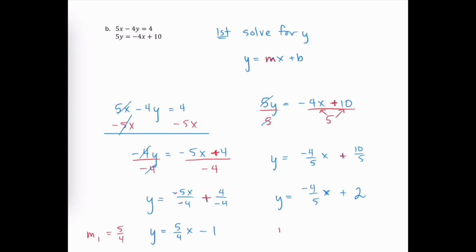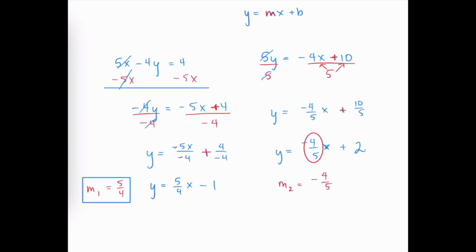Now that we've written the second line in slope-intercept form, we can tell what the slope is, and we're looking at the coefficient on the x term to determine the slope. So this is -4/5. So the slope of the first line is 5/4. The slope of the second line is -4/5, and these are negative reciprocals of each other. One is positive, one is negative, and the number is reciprocated. Then we can say here that yes, the lines are perpendicular.